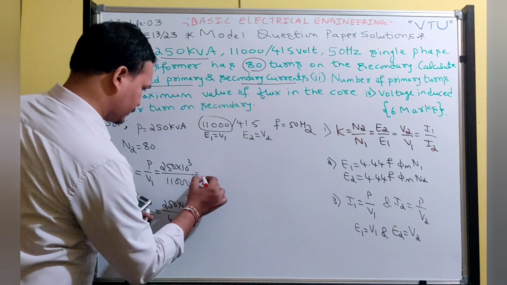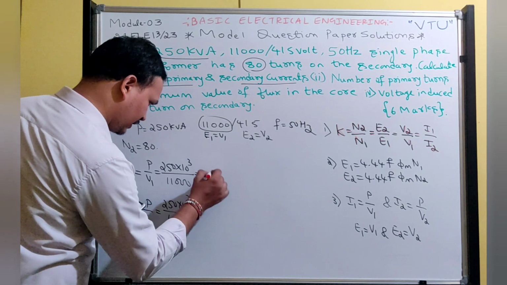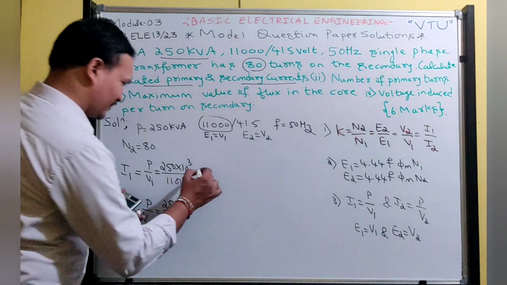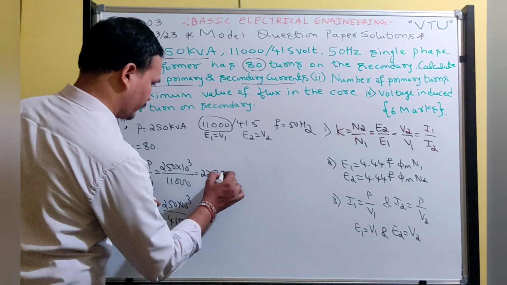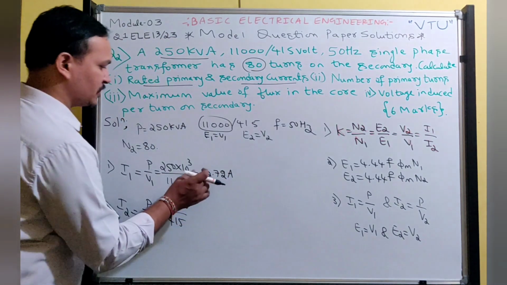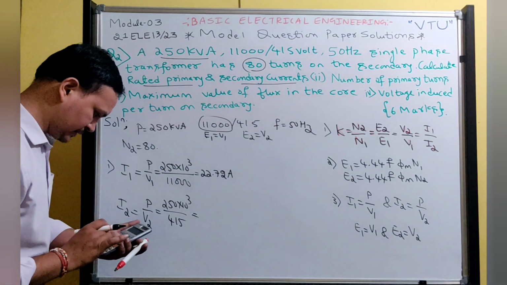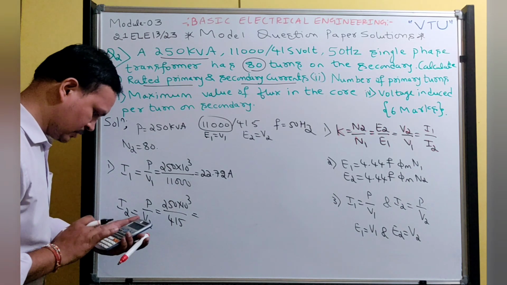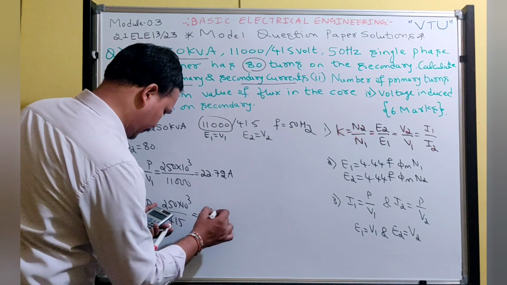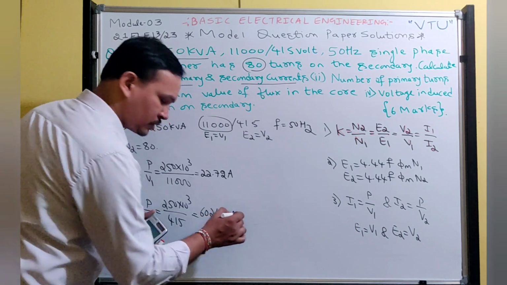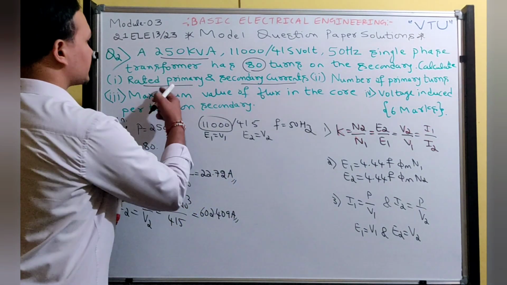Okay guys, red is not working, so let me write in black itself. 22.72, this much current. Next is I2. You can do the same analysis: 250 kVA divided by 415. So we are getting around 602.409. You also got the same answer? Okay, fine. That's nice. So the first question is finished.